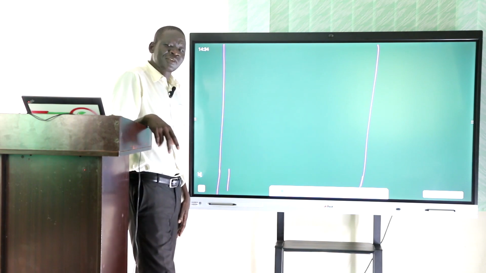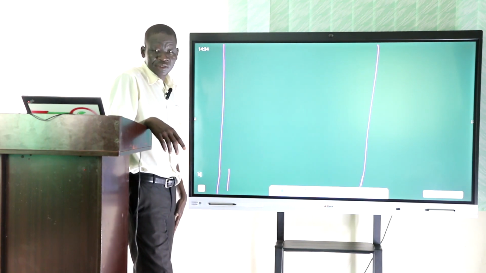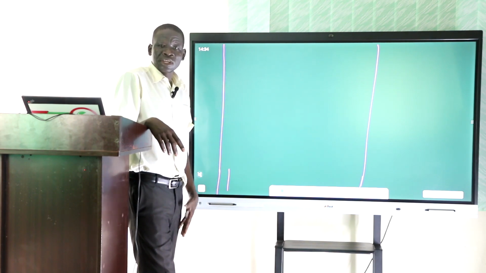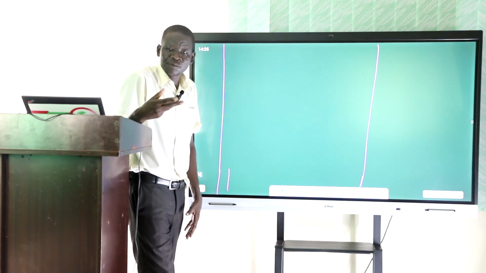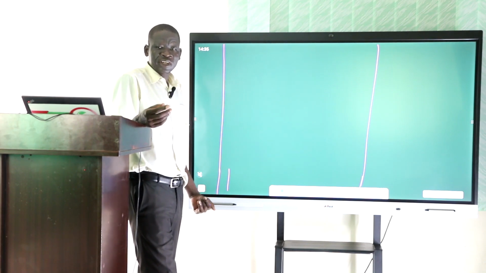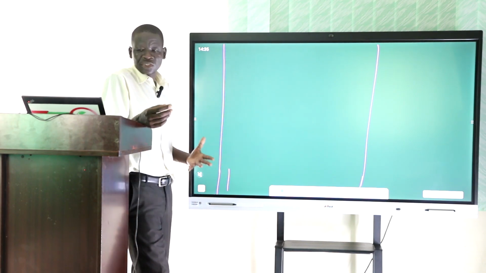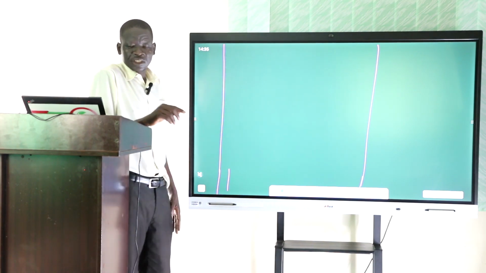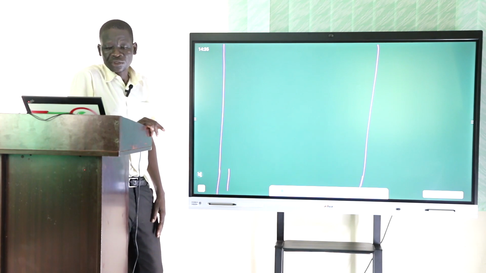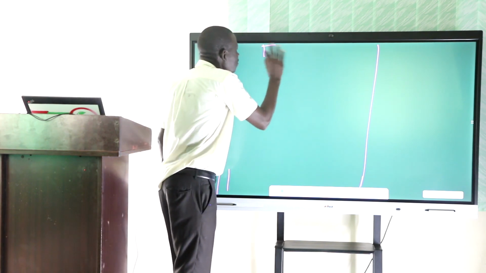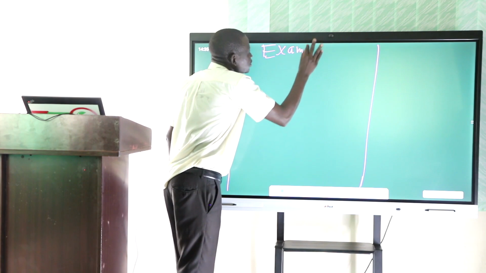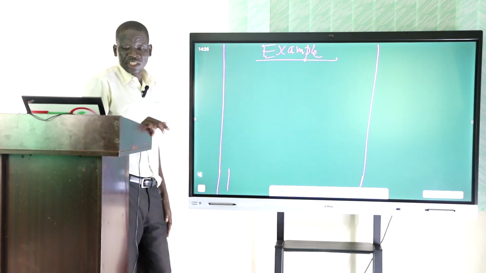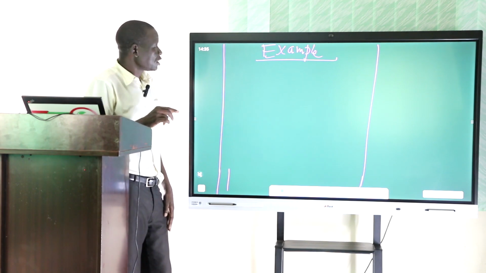6 can be written in terms of its factors. Factors of 6 are 3 and 2. So another way of writing 6 is 3 times 2. I've factorized. So the process of writing an expression in terms of its factors is what we call factorization. So let us see how we can factorize expressions, how we can write expressions in terms of their factors.